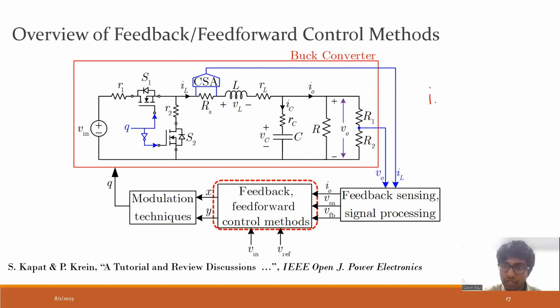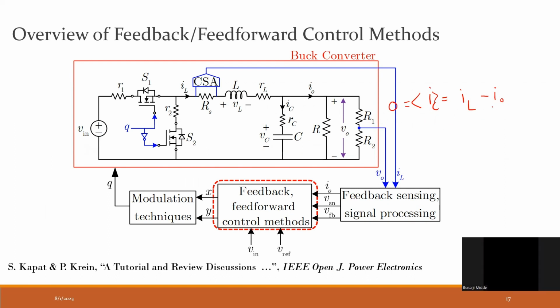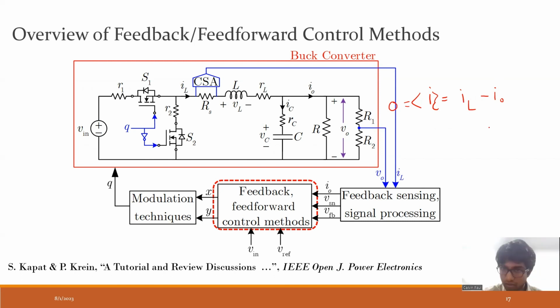See, the capacitor current is equal to the inductor current minus the output current of the buck converter. So in normal operation, the average value of the capacitor current is 0, because we are regulating the voltage of the capacitor. But what happens when there is a sudden change? Sir, average current through the capacitor you are saying is 0? Yes, through the capacitor, average current is 0.